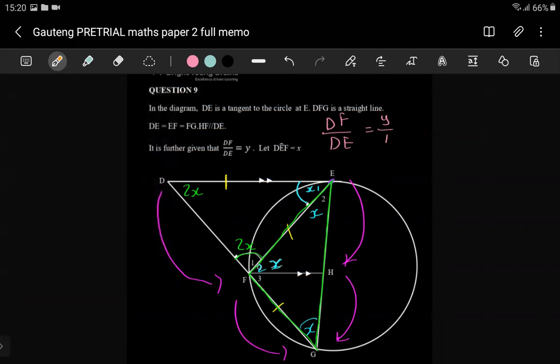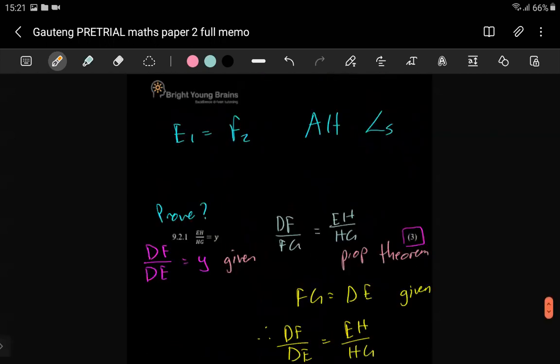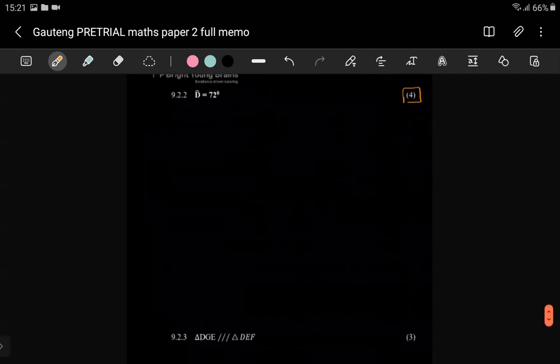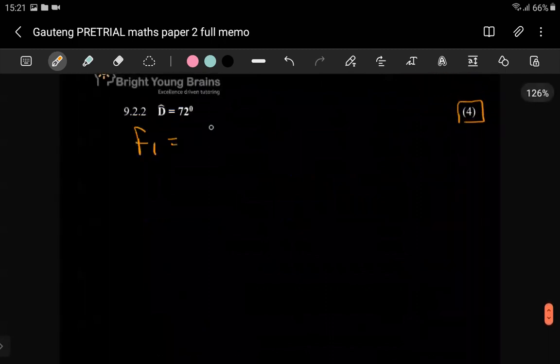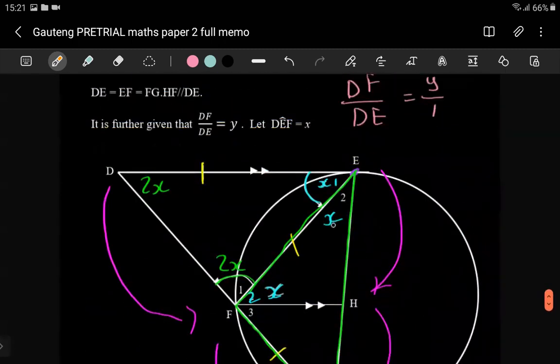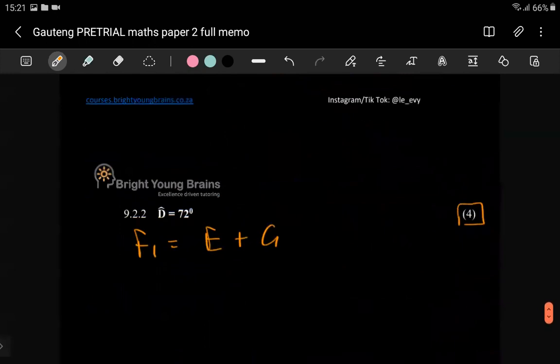So let's start with F1. F1, we're going to say it's equal to E2 plus G. That's what we're going to say. Let's tell them that F1 is equal to E2 plus G. Is it E1? Which one? It's E2. E2 plus G, right? Then here you're going to say exterior angle of a cyclic quad. I mean, exterior angle of a triangle.